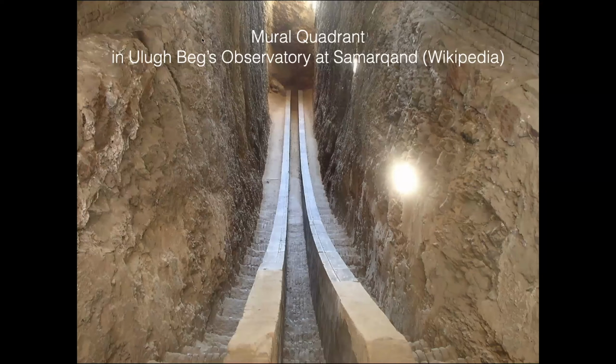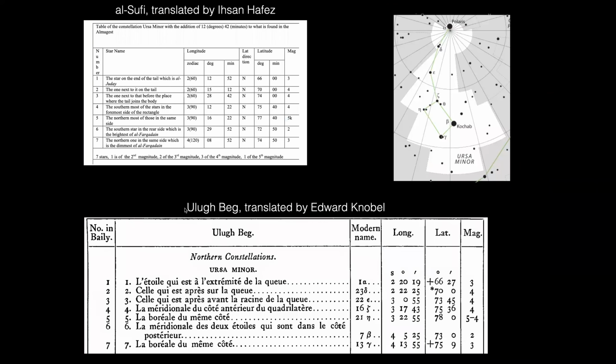There, up at the top, where you can't see above this picture, is where light is allowed to come through from stars, and the observer sits on these various steps and makes measurements of where that star is with respect to a wire that is strung across that opening. Here's Ulugh Beg's star catalog, which was translated into French by Edward Knoebel. And we notice in comparing with Al-Sufi, and likewise back to Ptolemy, the very great increase in precision of his catalog.